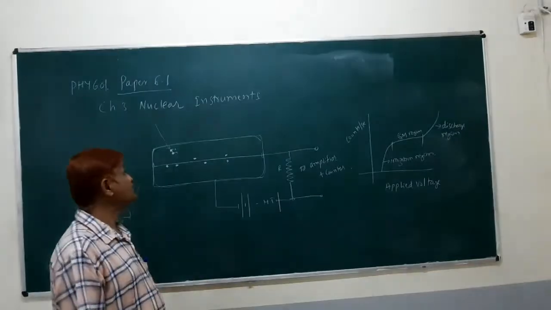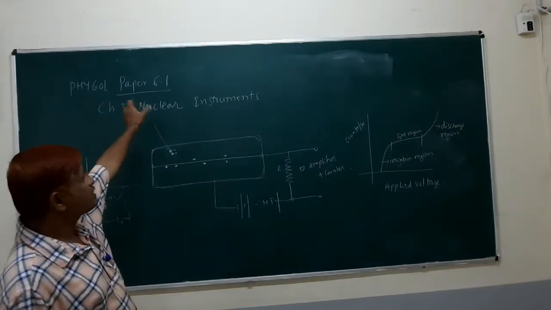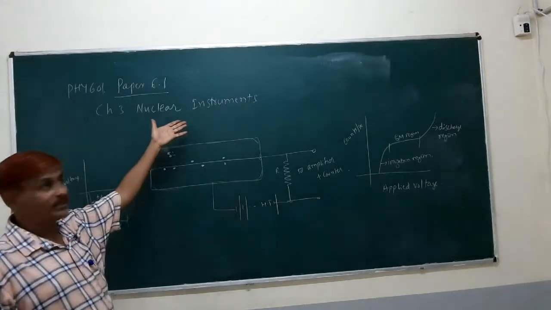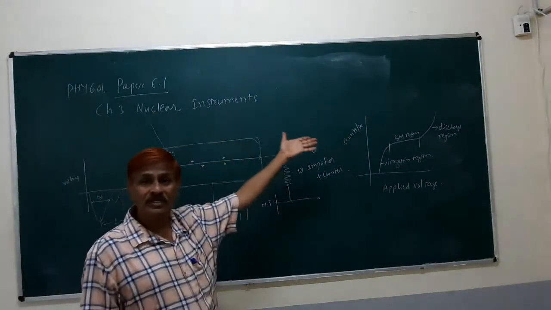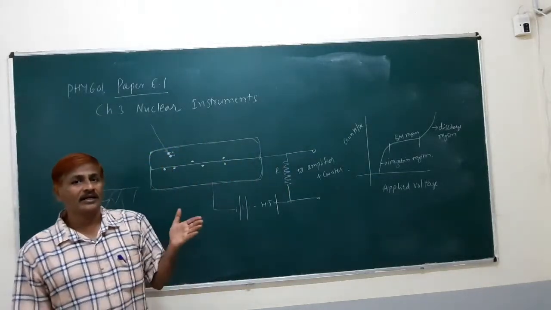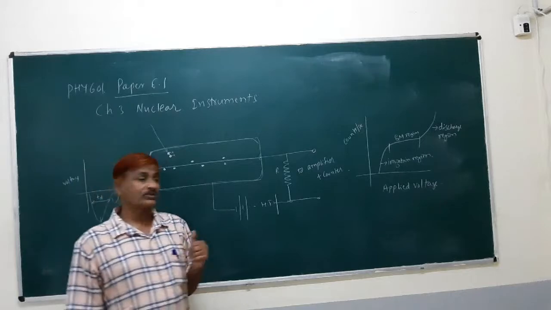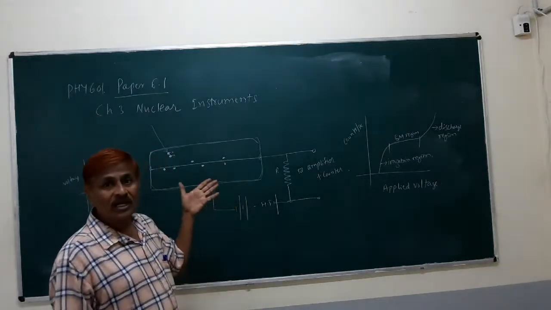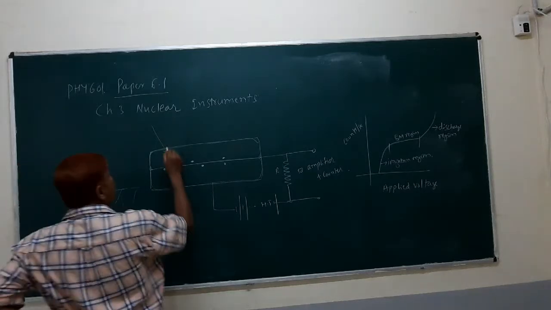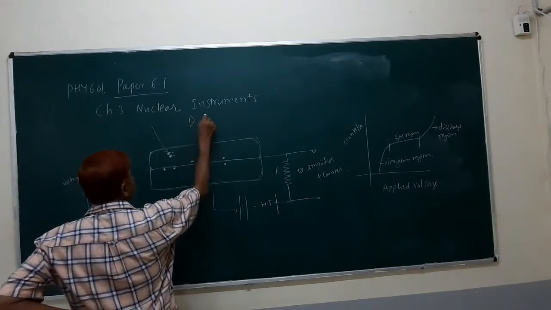Good morning, students. This is paper 6.1 in chapter 3, nuclear instruments. In that, we are discussing the nuclear detectors and also particle accelerators. Today, I will take the topic nuclear detectors. In that, first one is a GM counter.